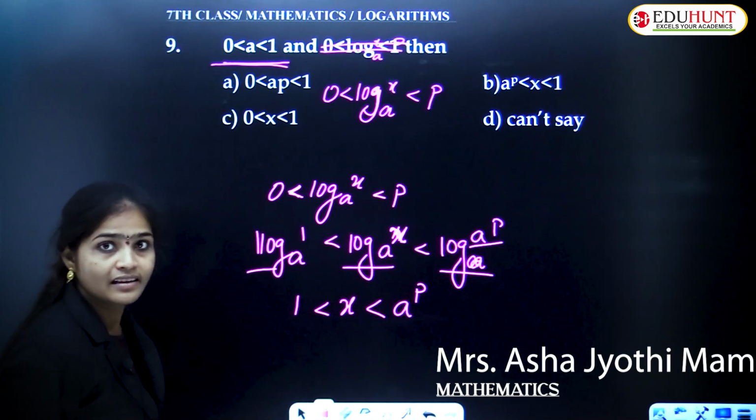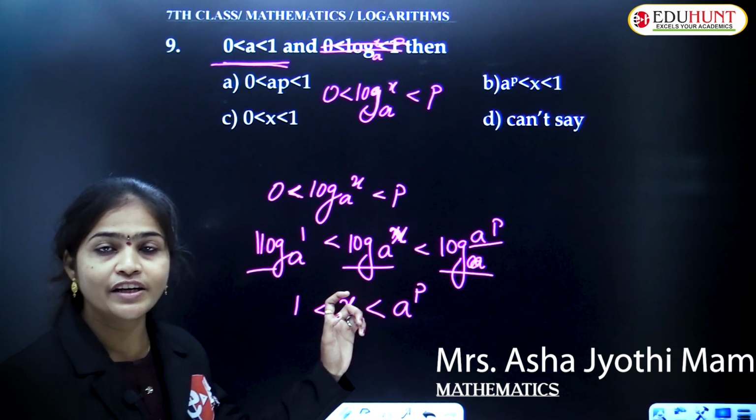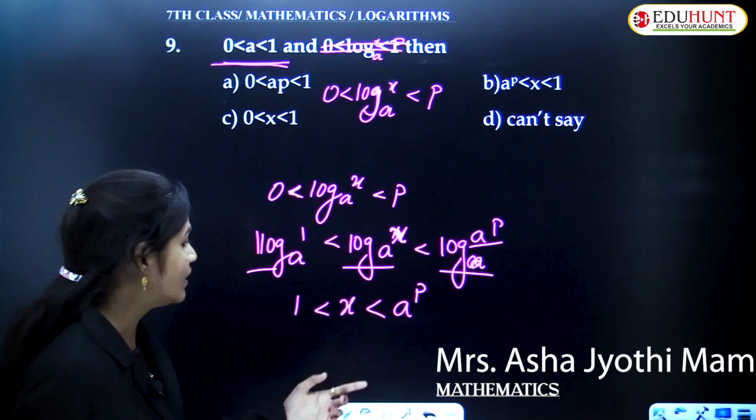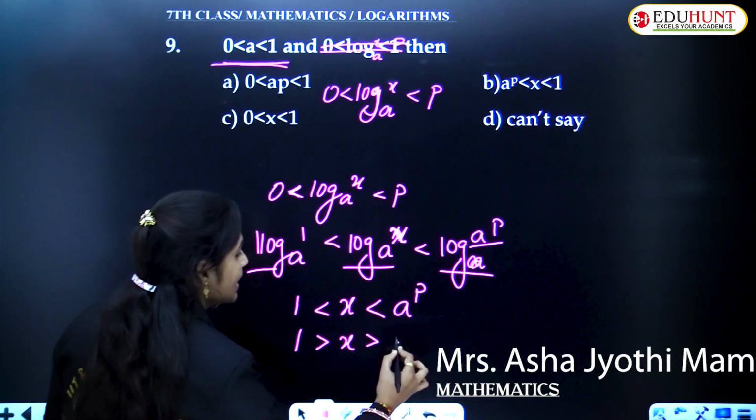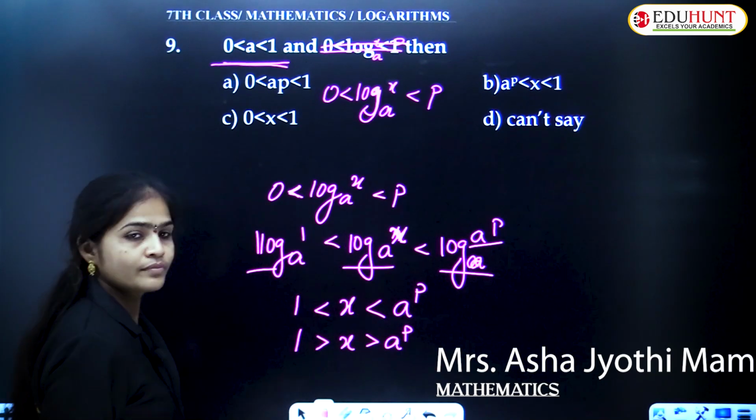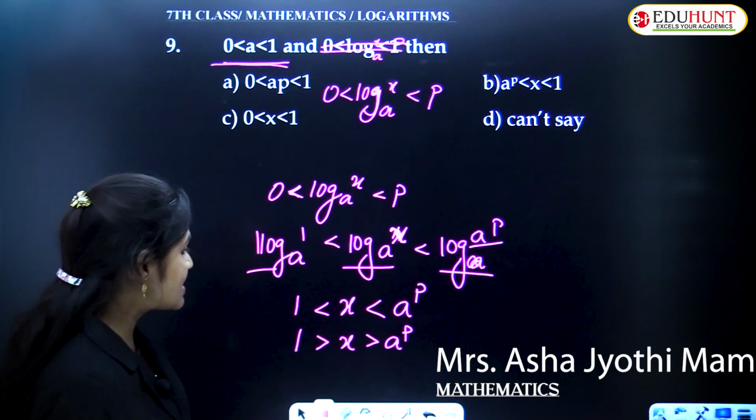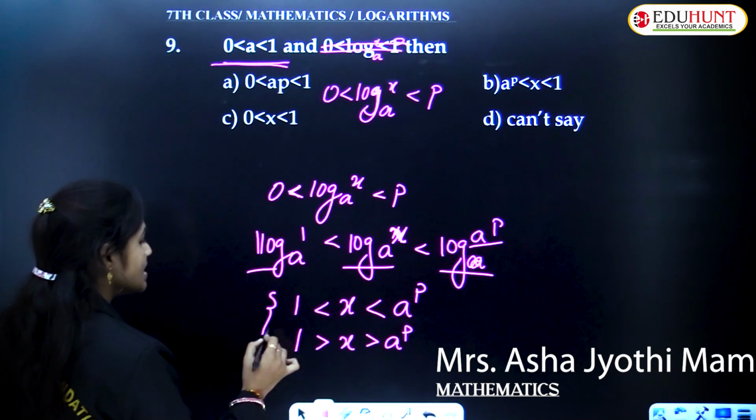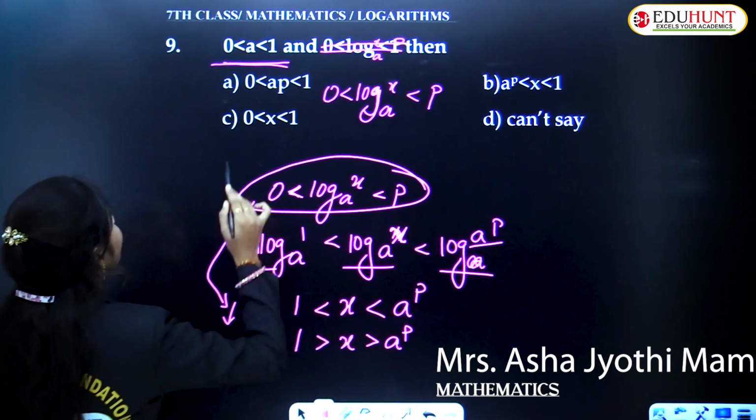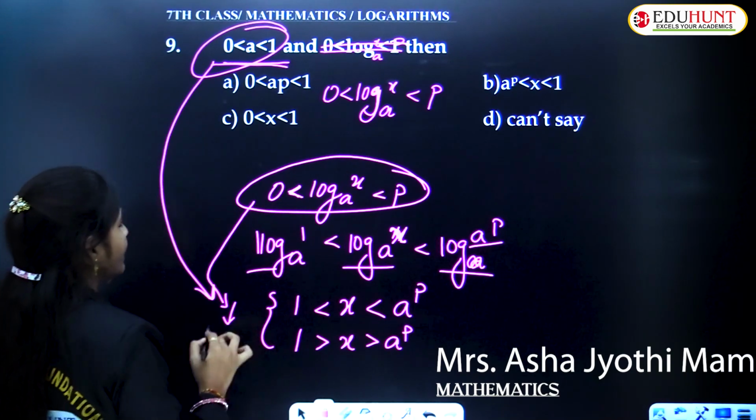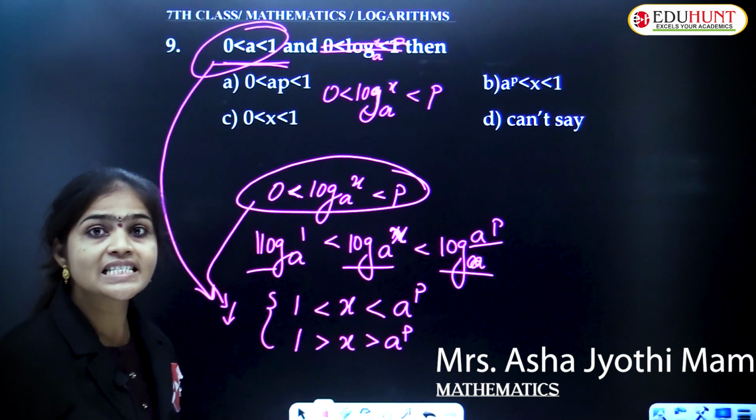But here this is a decreasing function. Decreasing function means we have to change the sign. So we have to change this to 1 is greater than x is greater than a power p. Why? Because this is a decreasing function, because the condition given is a decreasing function condition. a lies between 0 and 1, no.